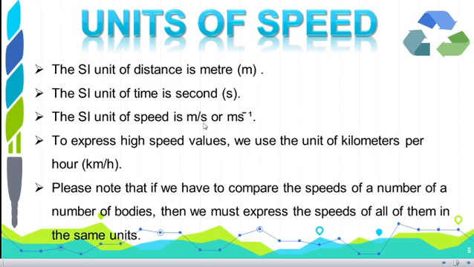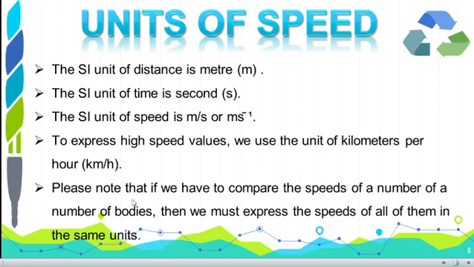This is in the denominator. If it goes to the upside, it is plus. If it goes to the downside, it is minus. Meter second power minus 1. To express high speed values, we use the unit of kilometers per hour. For example, a car, bus, train, and so many vehicles, we express with high speed values.